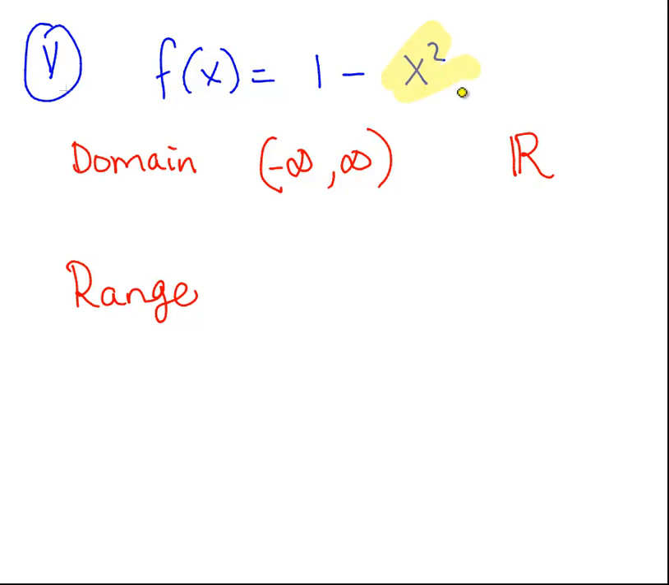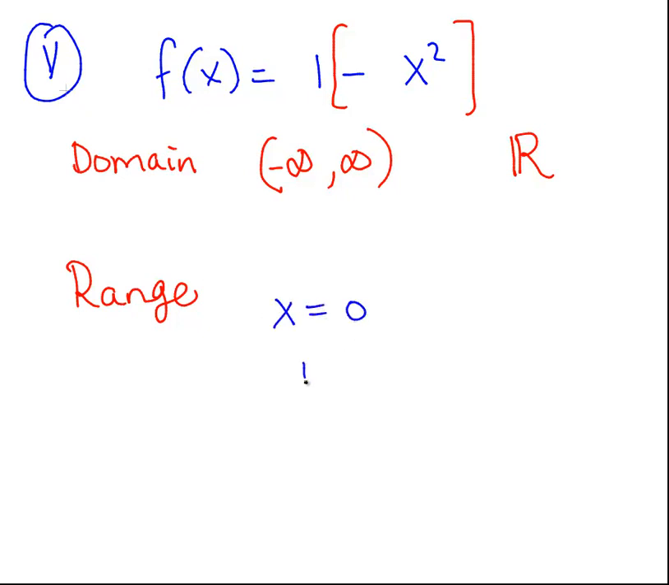X squared is always going to be a positive number. But when you have minus x squared, essentially the output of this part is always going to be negative. X squared is always going to be positive, so minus x squared is also going to be negative. Now, what would happen if, for example, x was 0?